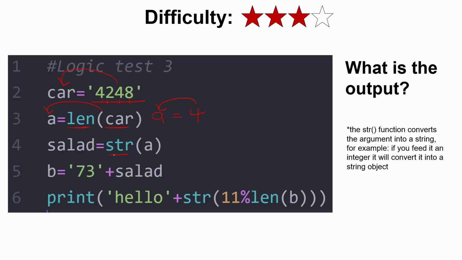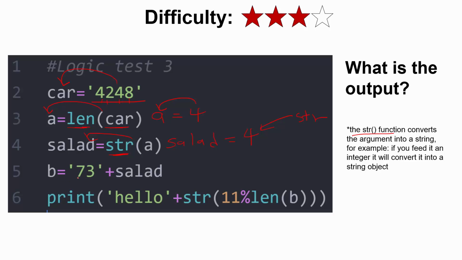Next, we are using the string function, and here I wrote on the side what the string function does. It allows us to convert the argument into a string. So the argument is just whatever we put into it. In this case it is the integer 4, and so the integer 4 now becomes a string value, and we're putting it into salad. So now salad has a string 4. Now this 4 is a string, no longer an integer.